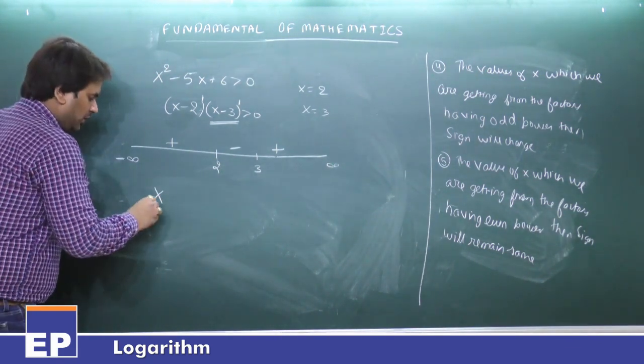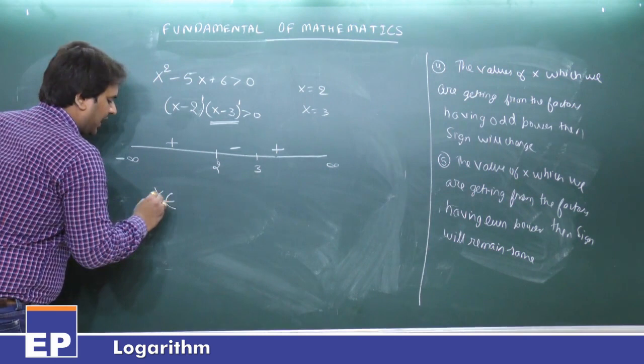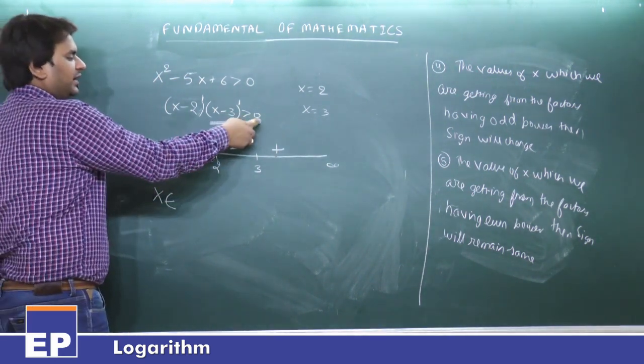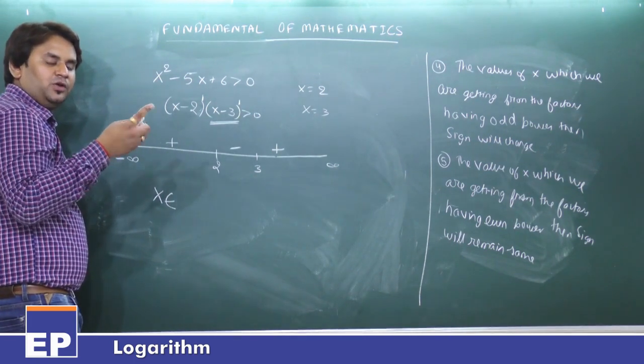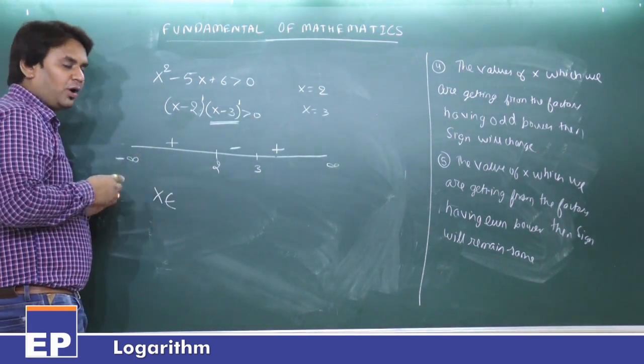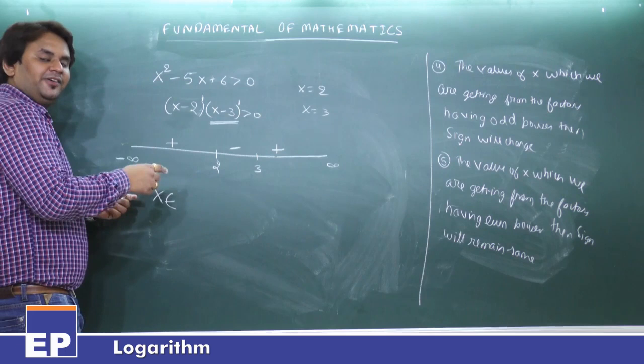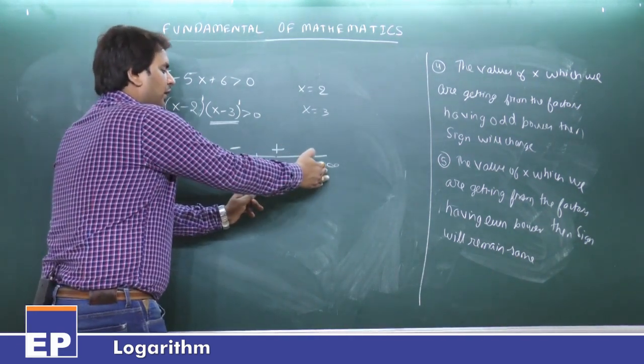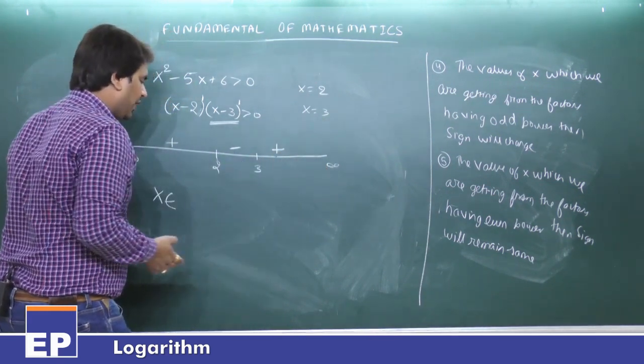X, the symbol which you have to use is epsilon. X belongs to... this is greater than 0. Greater than 0 means what? You have to take all the positive answers. All the positive answers means the intervals in which the positive sign is coming. In this interval plus sign is coming. In this interval also plus sign is coming. So you have to write like this.